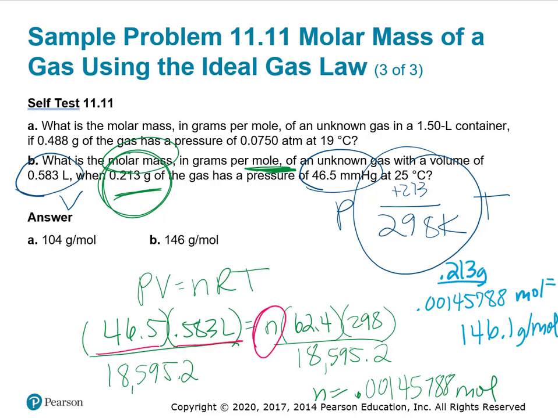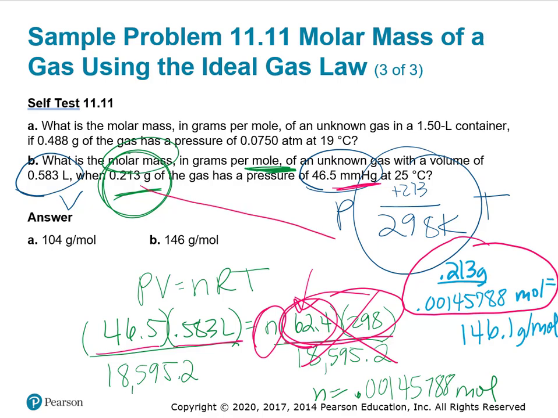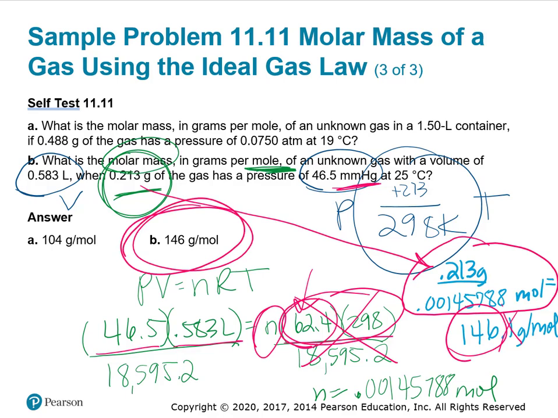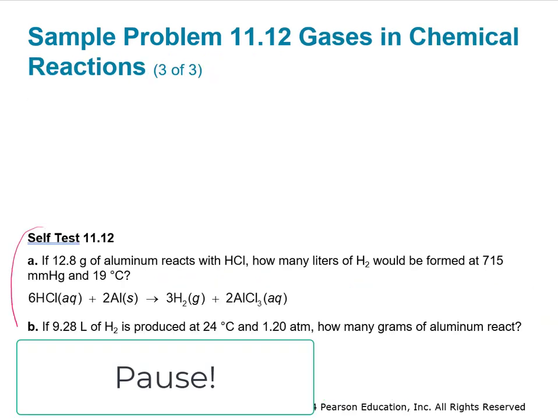So I plugged in the pressure and the volume. Notice that the pressure was in millimeters of mercury, so I used the R that has millimeters of mercury in there. I multiplied these two together and got a large number, 18,595.2. So we divide both sides by that. And we would get a small n again, 0.00145788 moles. Then I took the grams given to me in the problem, divided by the moles, and I got 146.1 grams per mole, 3 sig figs, so we can just cross off that last one and get 146 grams per mole. Why don't you pause this here and see if you can solve for A and B.